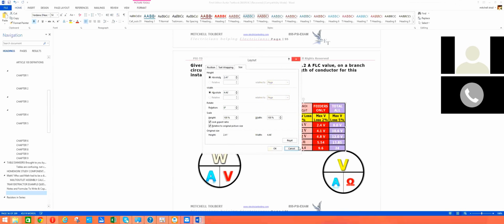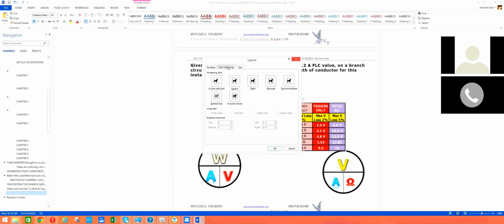Let's see, size and position. I'm going to do text wrapping is what I'm looking for, in front of text.